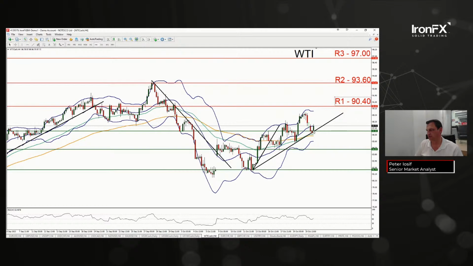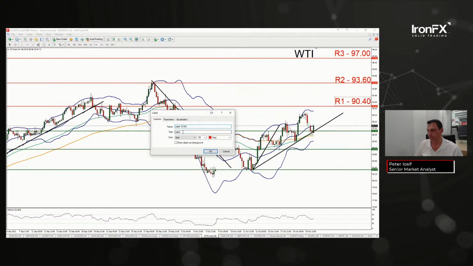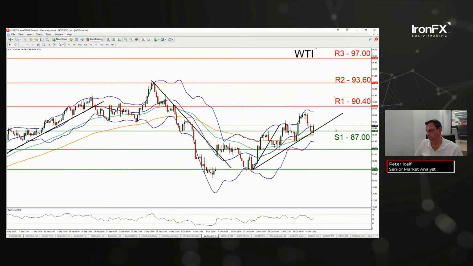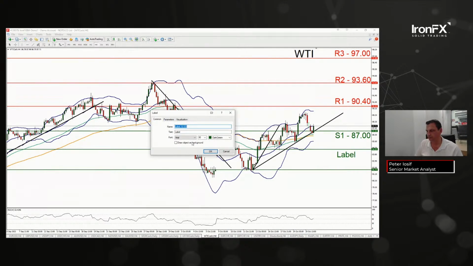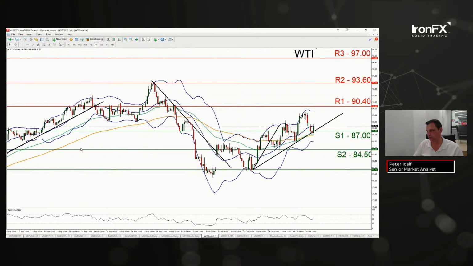First support line, which was even tested during today's Asian session, would be the 87. Second support line at 84.50. And final support line being set at 81.70.